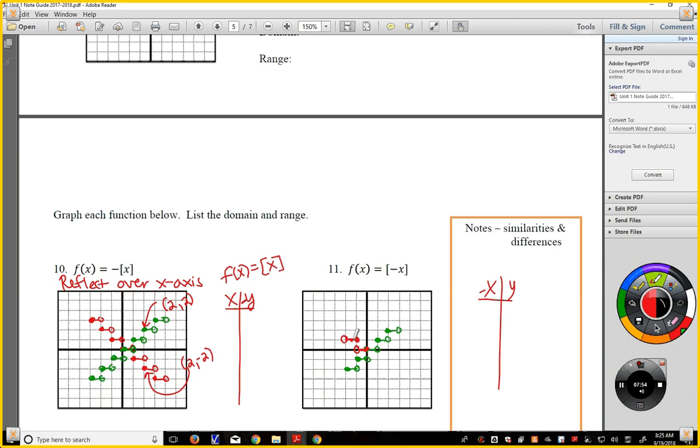What is happening here by applying the negative to the x's from that parent function instead of the y's? What kind of transformation? Yeah, now it's reflecting over the y-axis. Each of these were on the positive side of x. Now they're moving over to the negative side of x, and that's causing them to flip over the y-axis.